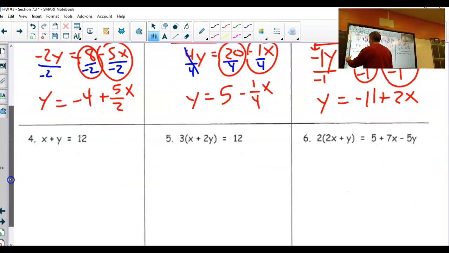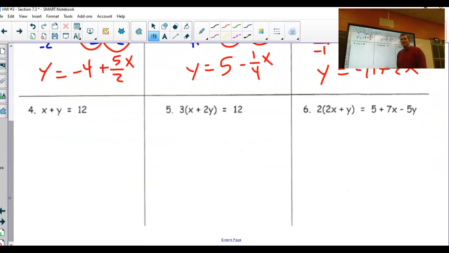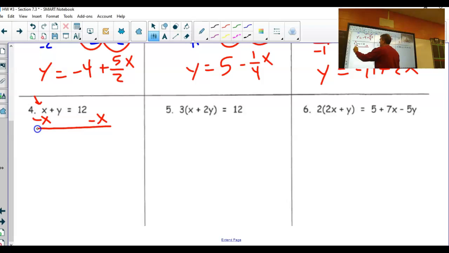That brings me to number 4, probably the easiest one. You just need to get rid of the x, so you're going to subtract x from both sides. And you're left with y equals 12 minus x. And you're done.